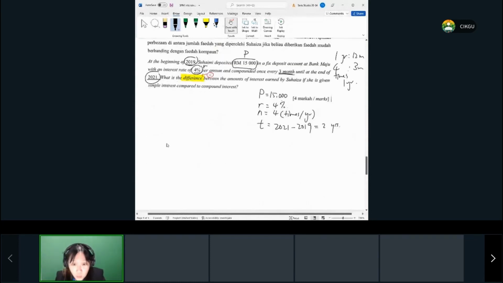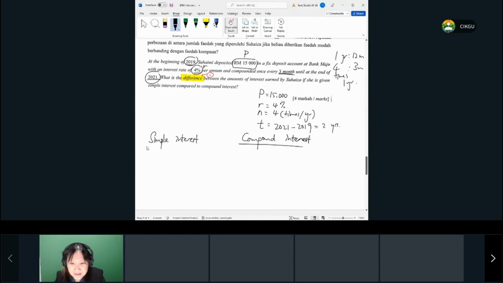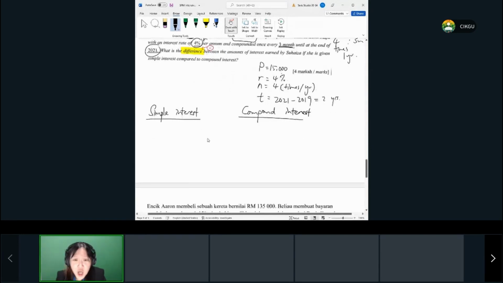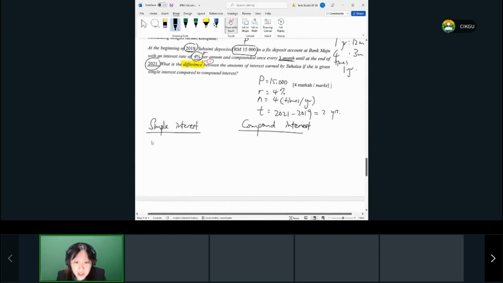Okay, it wants you to calculate both simple interest and compound interest, and then find the difference between these two. That means they want you to see which one will earn more. So recall, if it's simple interest, copy down the formula. I equals PRT. P for this case is 15,000. R for this case is 4%, so don't forget you must convert this into a fraction, 4/100. How many years? T is 2 years.